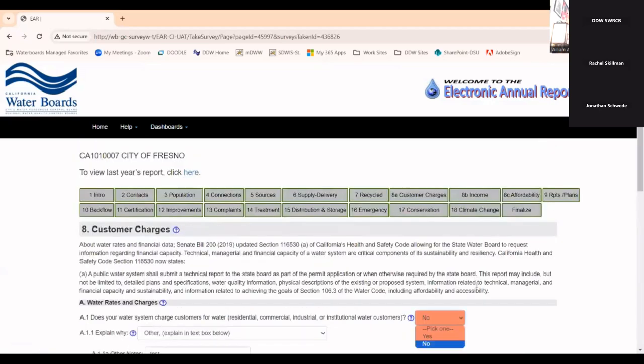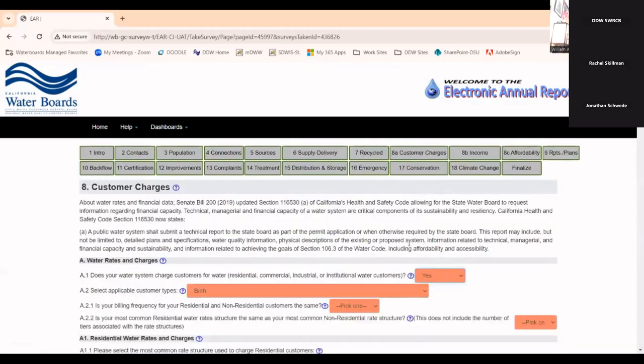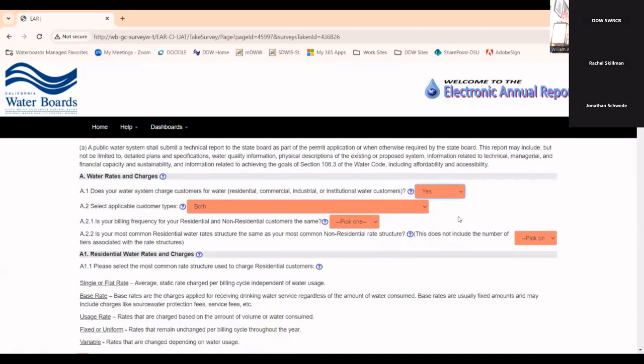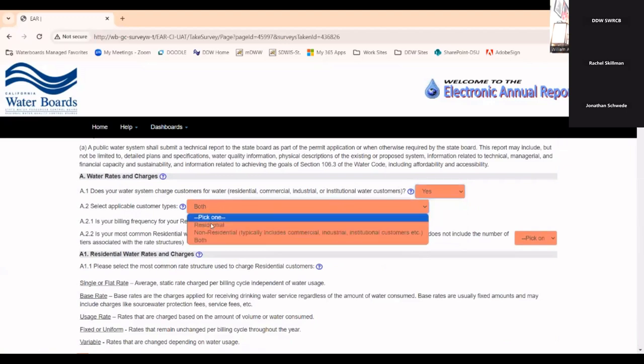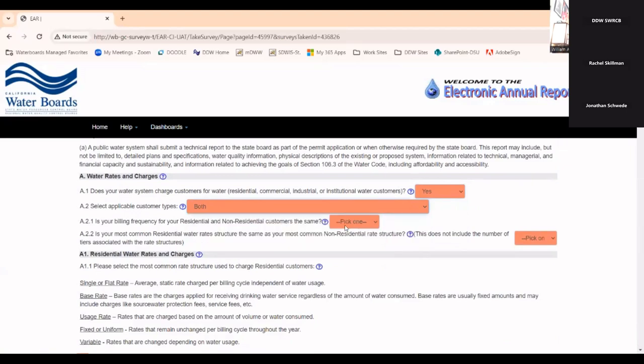We're going to go back up though, and we're going to say that yes, we do charge our customers for water. So now you can see we have a different roster of questions that have popped up. Now we're being asked again what kind of customer types we have. For this example, we're going to pick both so we can go through what kind of information you need to write down for both. And then the next question is going to be billing frequency for either customer type.